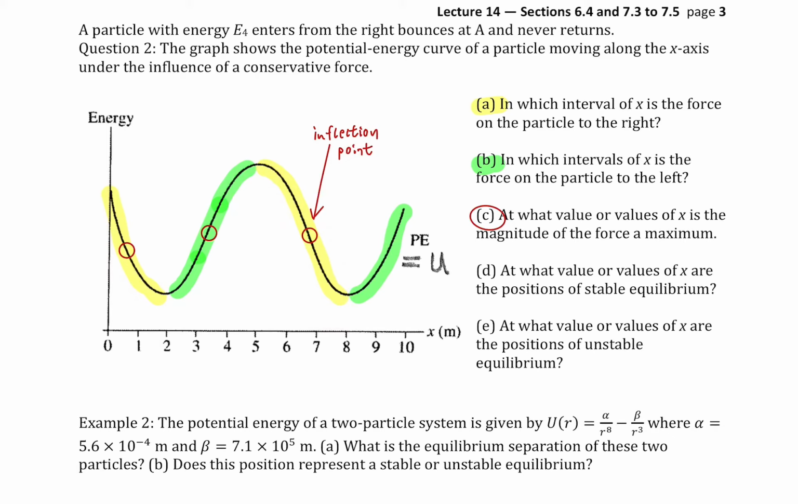And then the red circles are values of x where the magnitude of the force is maximum because they're inflection points. They're simply the instantaneous point where the tangent line is steepest.